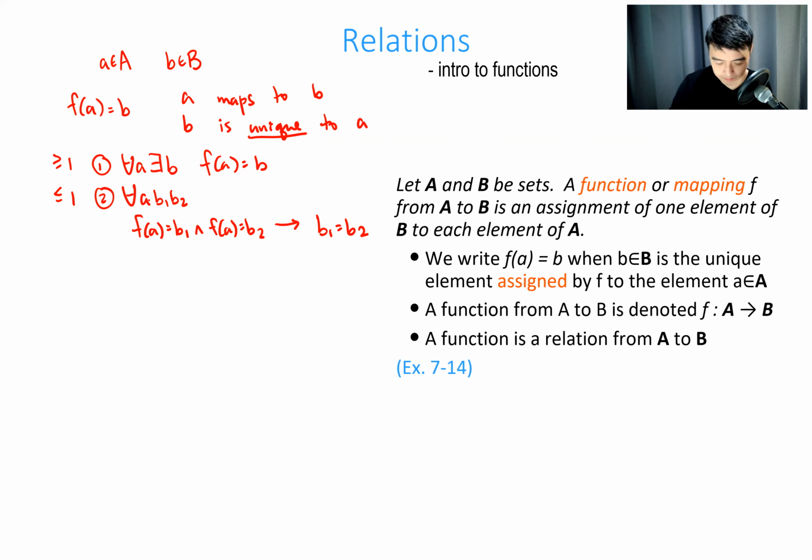For every A, B1 and B2, if f of A is equal to B1 and f of A is equal to B2. So if you have an input that goes to two different outputs, that cannot happen. Okay, there's a guarantee that B1 is equal to B2.